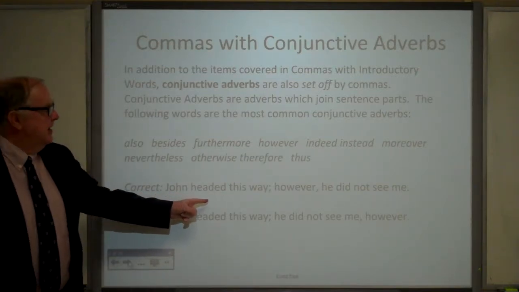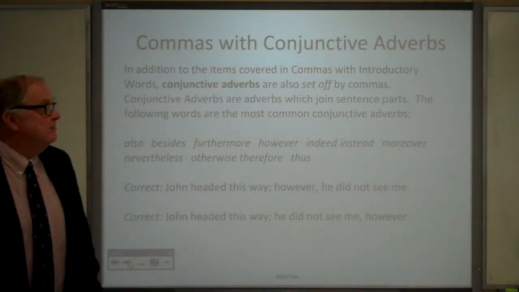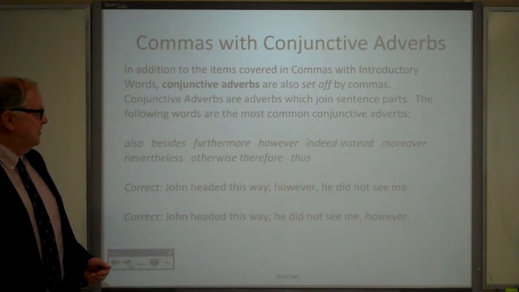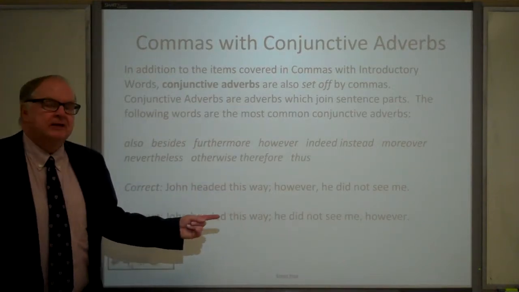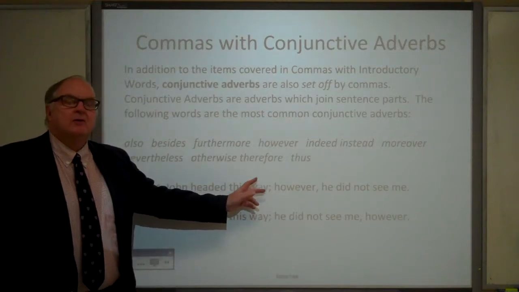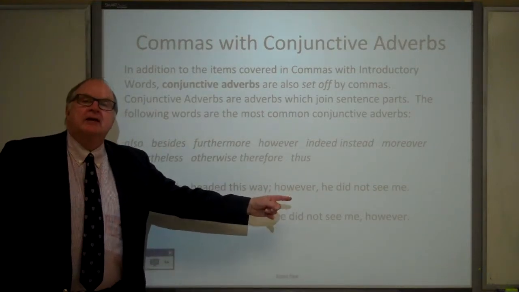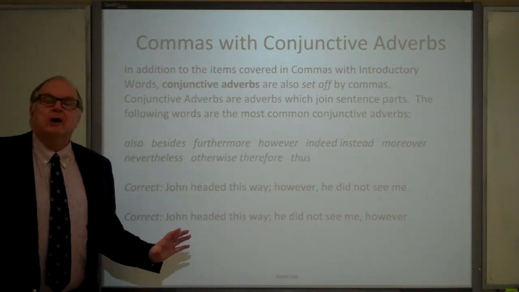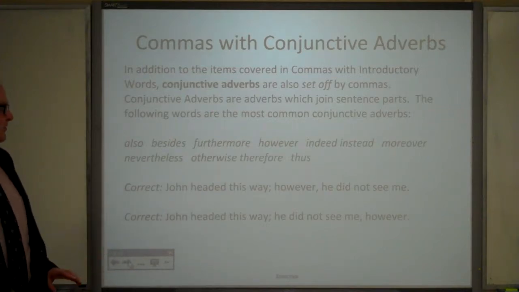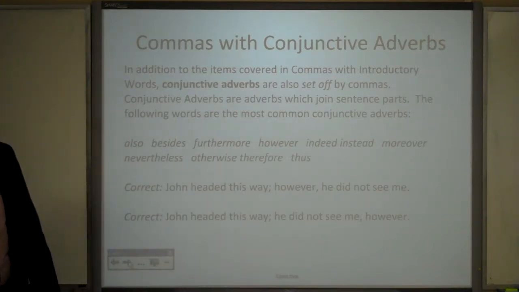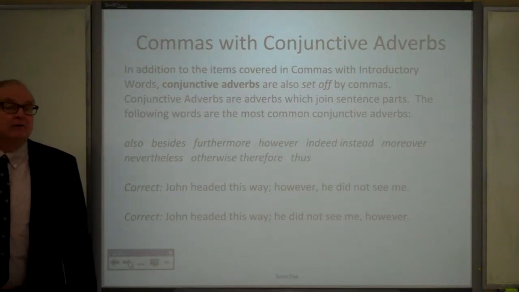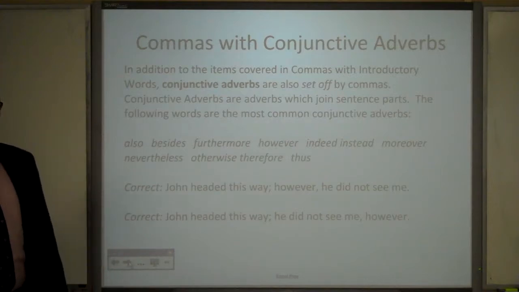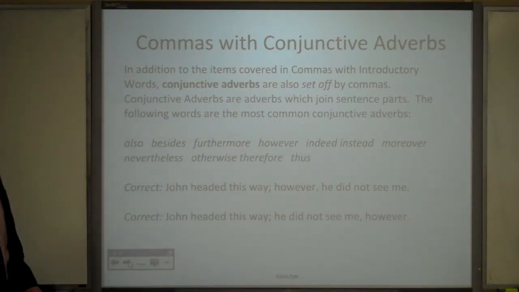So, "John headed this way; however, he did not see me." Okay, it is an adverb, but it's used here as a conjunction. The way we would punctuate this sentence is with a semicolon separating the two clauses, and then the conjunctive adverb itself set off by commas. And that's true regardless of where in the clause it appears. If you said, "John headed this way; he did not see me, however," however would still be set off by a comma, even though it was not at the beginning of the clause.